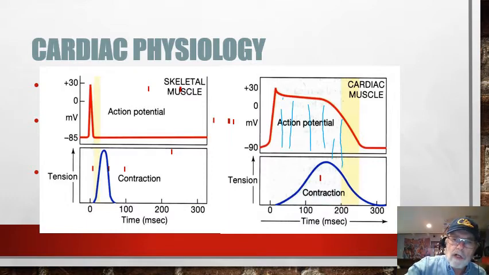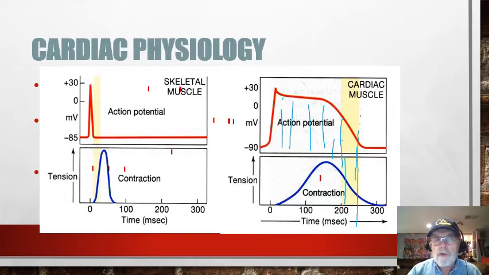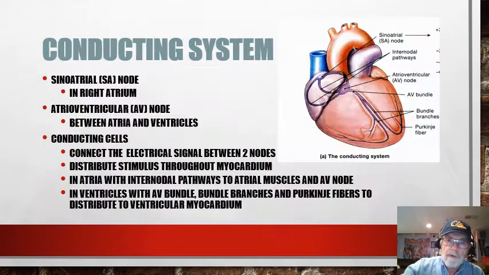If I look at this yellow period right here, this is called the relative refractory period. Basically that's a time when, if I have a super high stimulus, the heart muscle may contract again, and sometimes that happens in abnormal heart rates. We'll talk about that a little bit later.